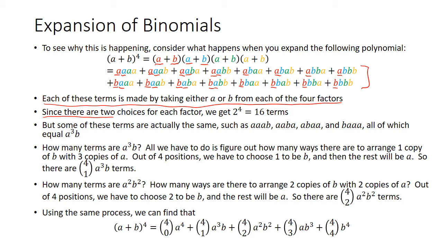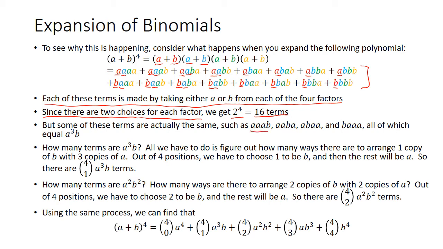And then since there are two choices for each factor, if we use the multiplication rule for counting, that would be 2 times 2 times 2 times 2 ways to combine the A's and the B's in those factors. So you get 2 to the fourth, which is 16 terms. But now, when you go to simplify this, some of these terms are actually the same, right?